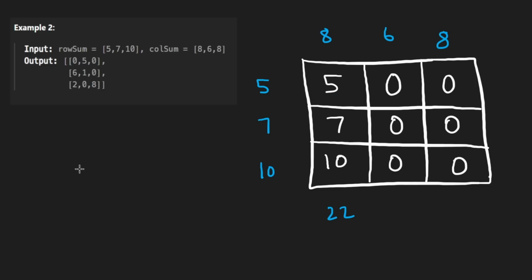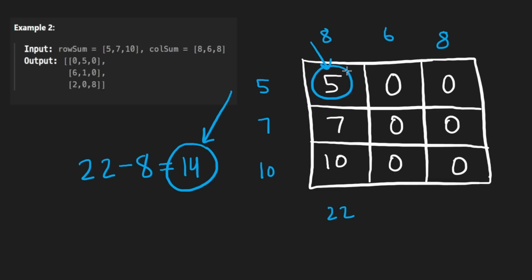So right now, the deficit, the diff, is this: 22 minus 8 is 14. We need to get rid of 14. So I'm going to look at 14, and I'm going to look at the value here. Obviously, we can't decrement this by 14. So basically, we look at these two values and we compute the minimum of them. And whatever that minimum is, we're going to remove it from this particular cell. So I'm going to set this now to 0.